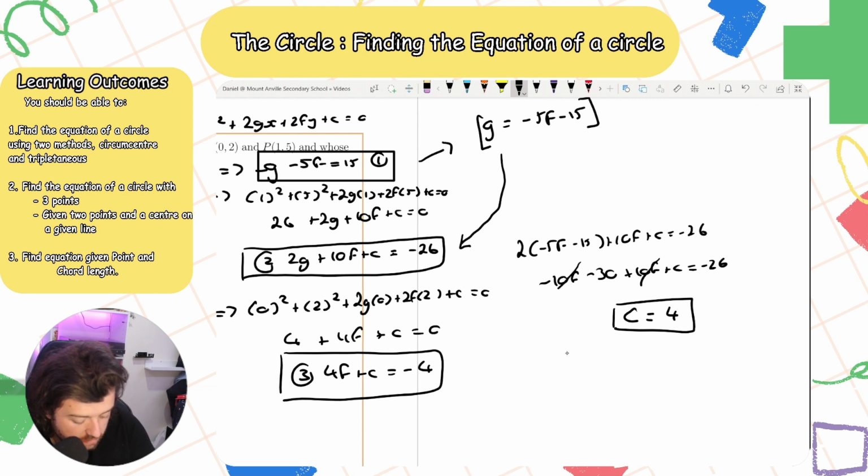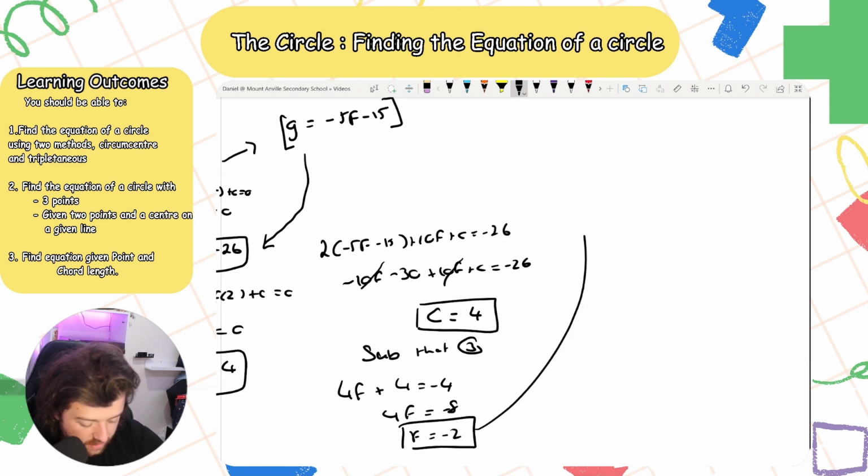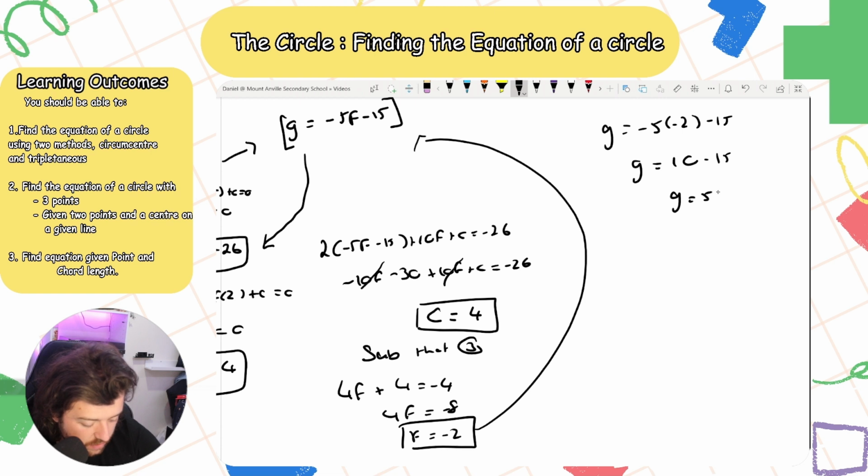Okay, so I'm going to sub that into my equation 3 here to find what F is. 4F plus 4 equals minus 4. 4F is equal to minus 8. F is equal to minus 2. Cool. So I have F, C. I have G in terms of F here, so sub that in there. G is equal to minus 5 times minus 2 minus 15. G is equal to 10 minus 15. G is equal to minus 5. So I have my G, F, and C.